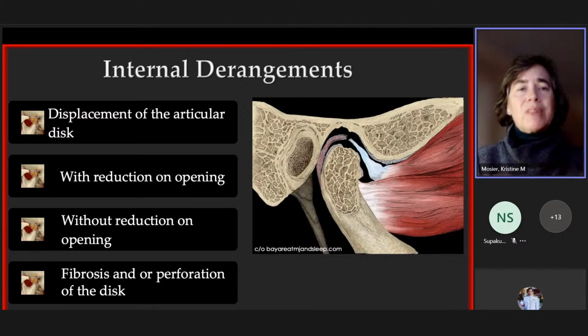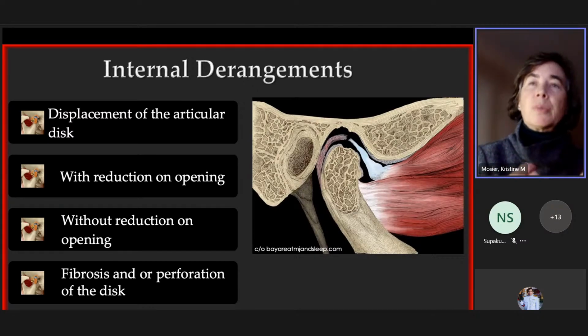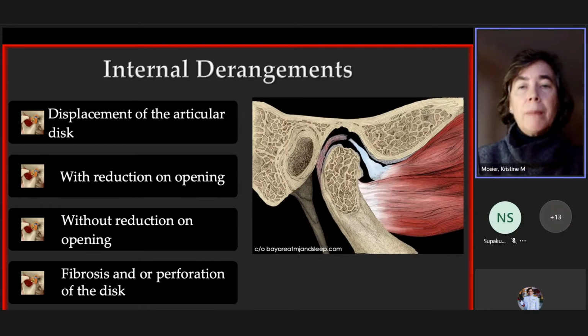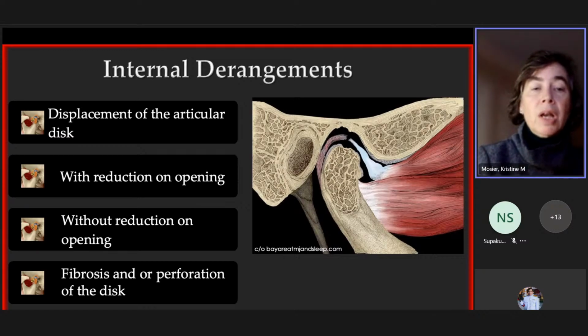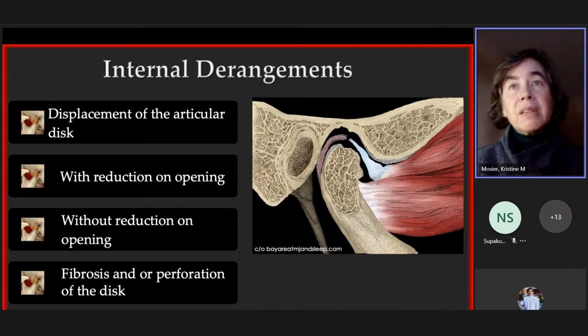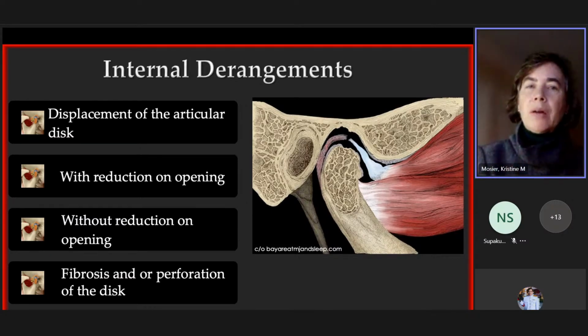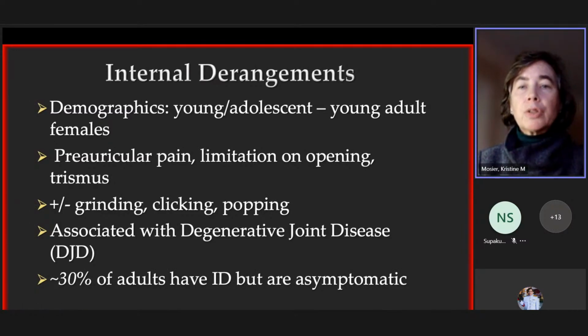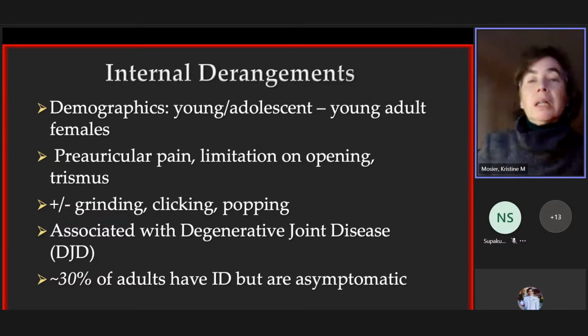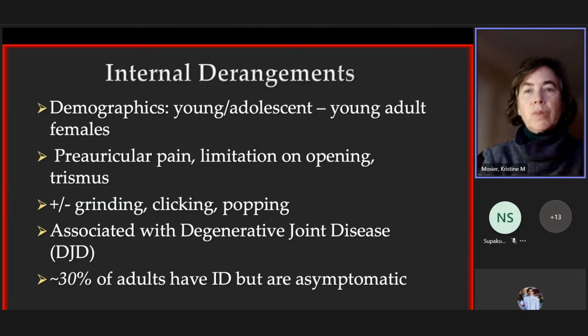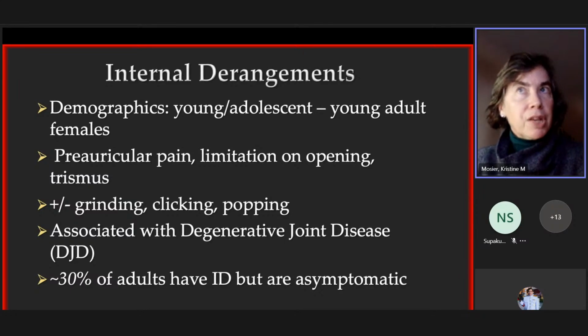So when we talk about internal derangements, what does that really mean? Well, this refers to displacement of that articular disc, or the meniscus, and whether or not we get normal reduction of that articular disc or meniscus on opening movements. We also can see morphologic changes within that disc, where we start to see breakdown of those fibrous connective tissue elements, so that it becomes dysmorphic in its appearance. The morphology changes. We may see fibrosis or perforation of the disc. Internal derangements we tend to see more frequently in the younger adult population, although again, we see this both in kids and in older adults. Typically, they present with preauricular pain, some limitation on opening, and trismus.